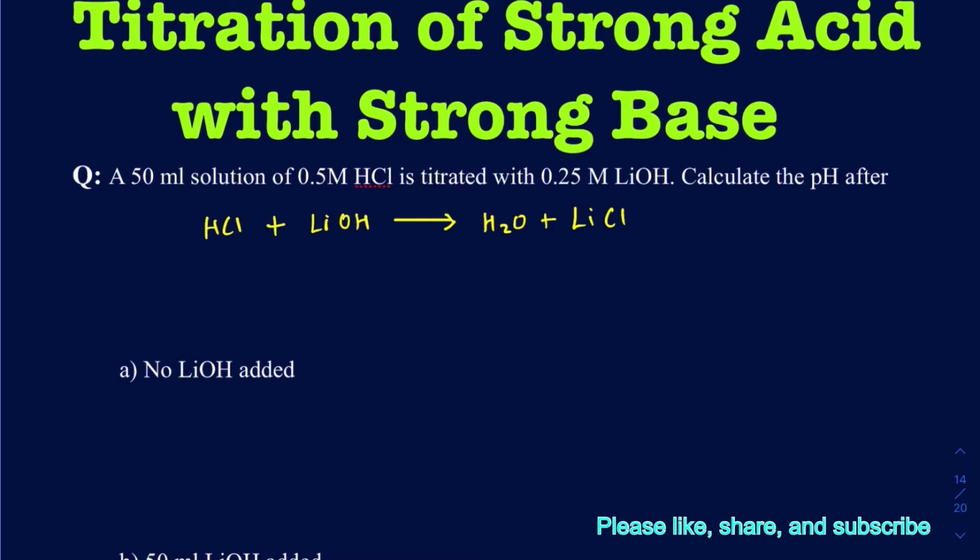So I have 50 milliliters of HCl solution, which is 0.05 liters of HCl. Then to figure out the moles, I would do 0.5 moles of HCl per liter. The liters cancel out, and that gives you 0.025 moles of HCl. So that's one important piece of information you want to make sure you know.